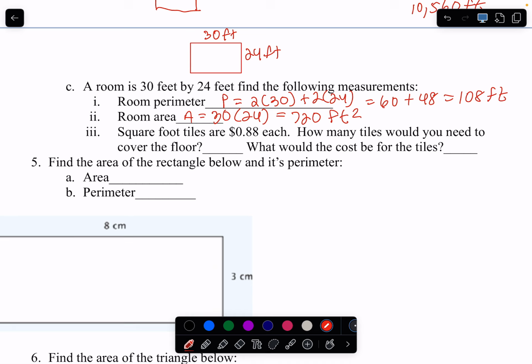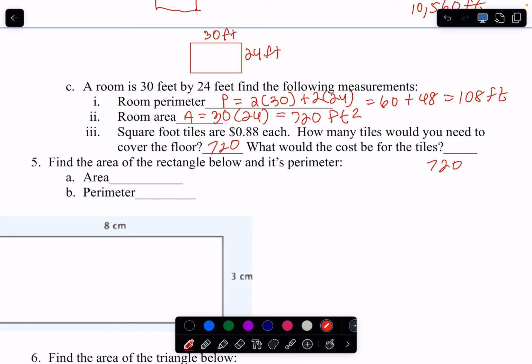We need the 720, right? Does that make sense? The calculation was 720 square feet. If each tile was 1 square foot, we need 720 of them. How could we find the total cost of the tiles? Multiply. So what are we going to multiply? Aubrey, tell us, how do we do it?